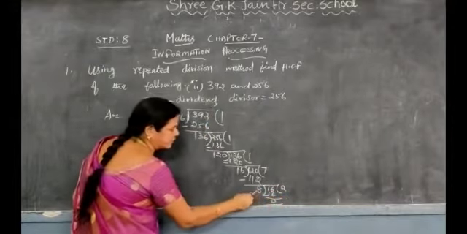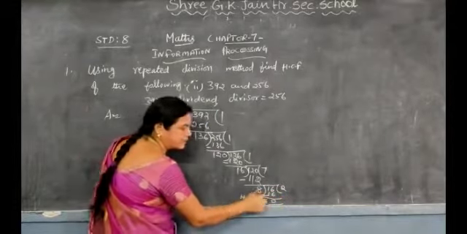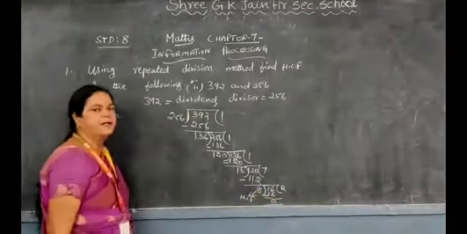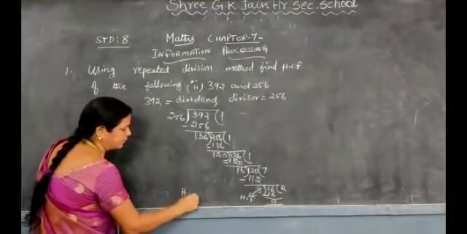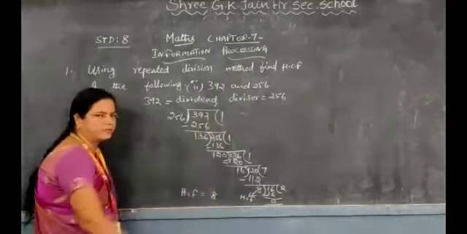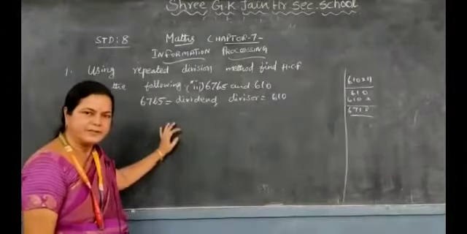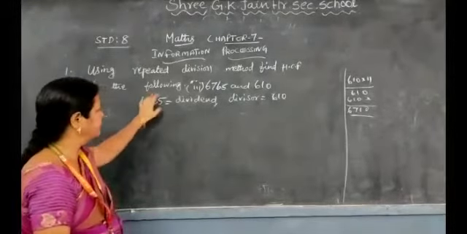So in that which one is the HCF? 8, that divisor only, is your HCF. So your answer is HCF equal to 8. Okay. Shall we see the next sum? It is given there, that sum.